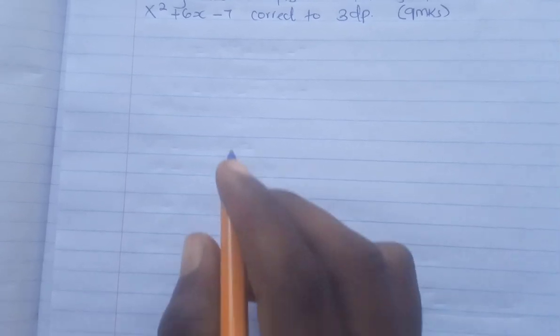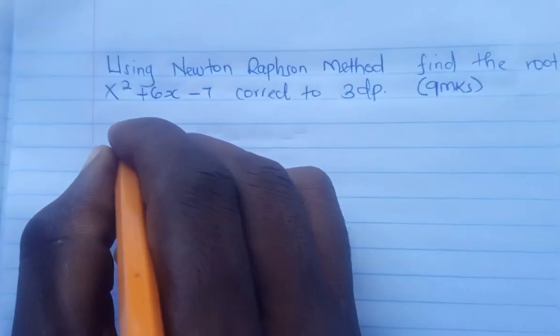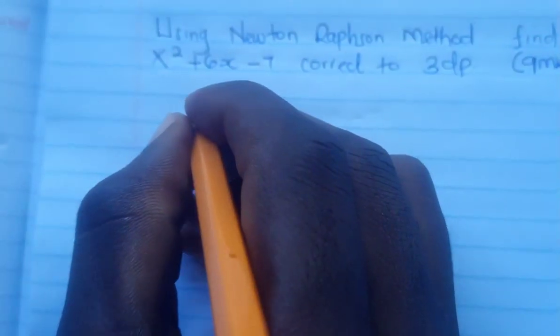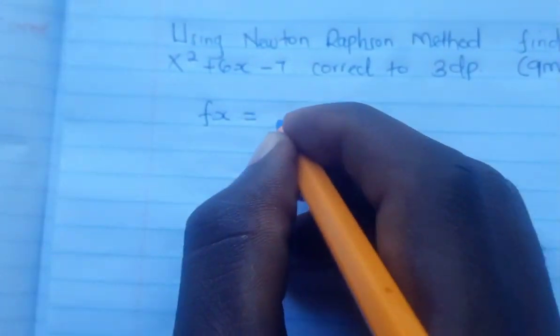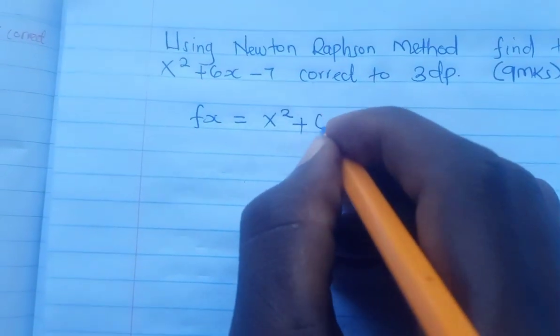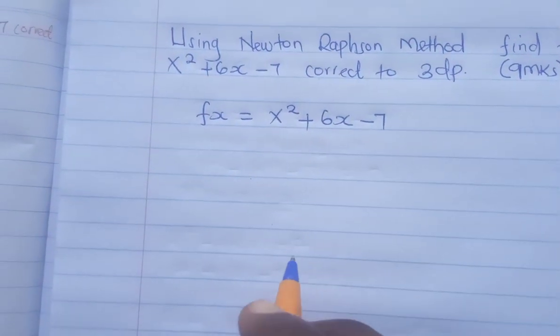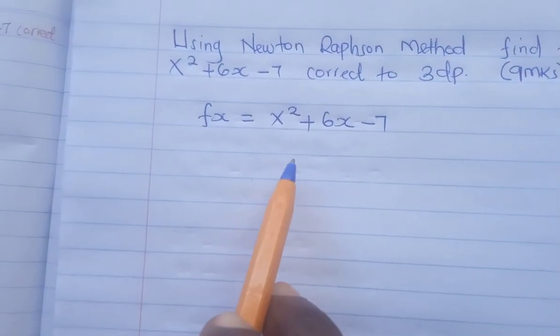So let us start solving this question here. We have a function of x, which is x squared plus 6x minus 7. The first step here, we find the roots.